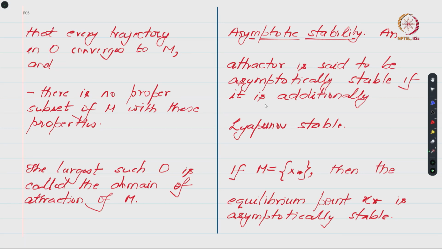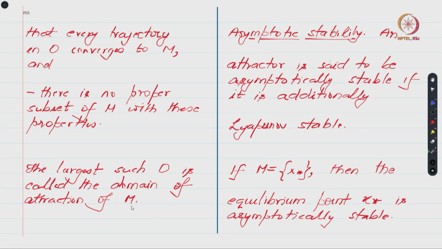The largest such open neighborhood for which this fact holds with regard to M will be called the domain of attraction. The domain of attraction makes sense here because M is an attractor and O is the neighborhood under this definition. It implies that if you start a solution trajectory within O, then the solution trajectory will actually go to M. Wherever you start within O, you will go to M. That is why this is referred to as the domain of attraction.